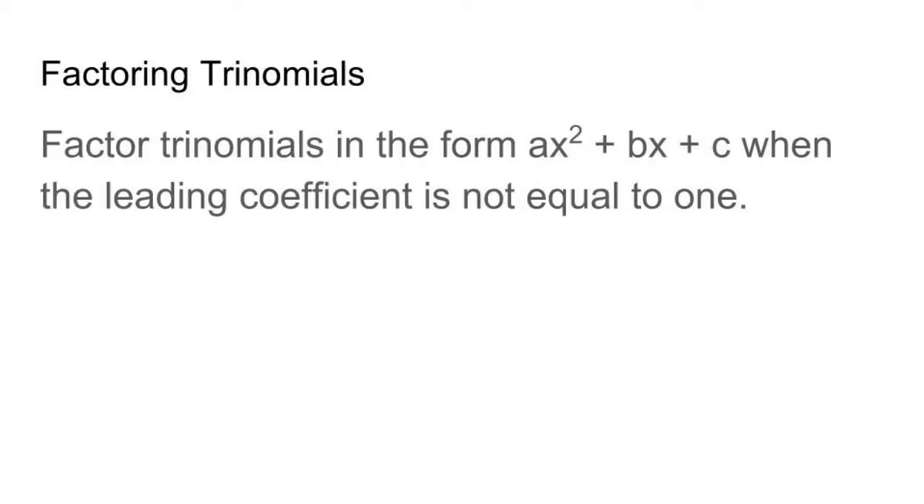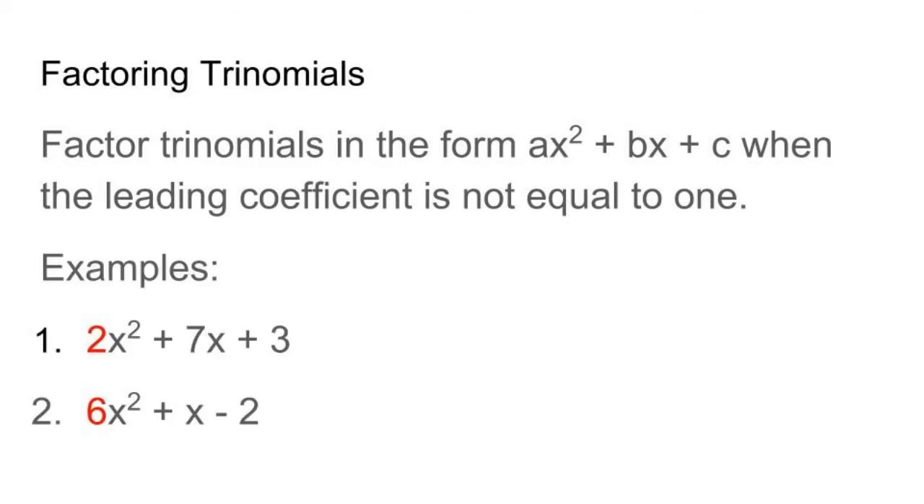Let's factor trinomials in the form ax squared plus bx plus c when the leading coefficient is not equal to 1. Examples: 2x squared plus 7x plus 3, 6x squared plus x minus 2.